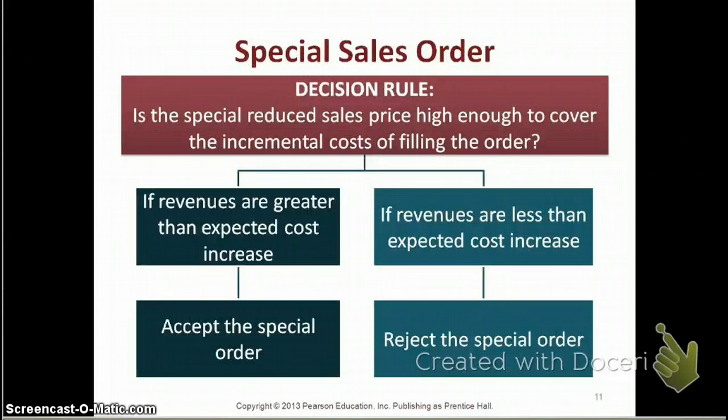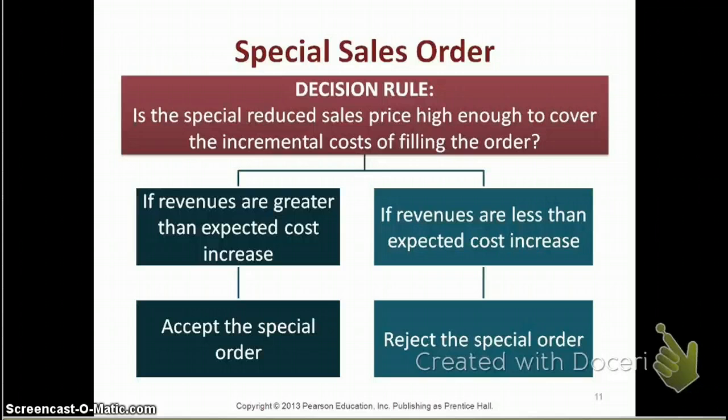The next decision rule to consider is whether the special reduced sales price is high enough to cover the incremental cost of filling the order. Basically, if revenues are greater than your expected cost increase, then accept the special order. But if your revenues are less than expected cost increase, in other words, if you're going to make a loss on this order, reject the special order.